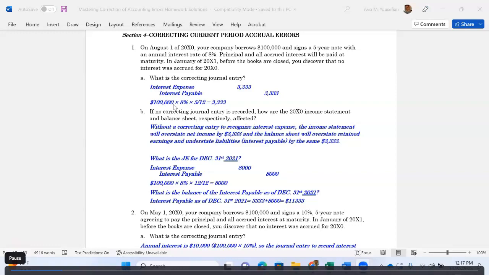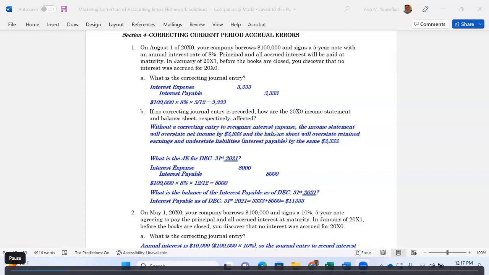And we multiply 100,000 times 8% times 5 months out of 12 months. That's $3,333. You record the interest expense and you record the liability because you didn't pay yet, right? So here it says principal and all accrued interest will be paid at maturity, and it's a 5-year note. So we're not going to pay anything, it looks like, but at least we need to recognize it.